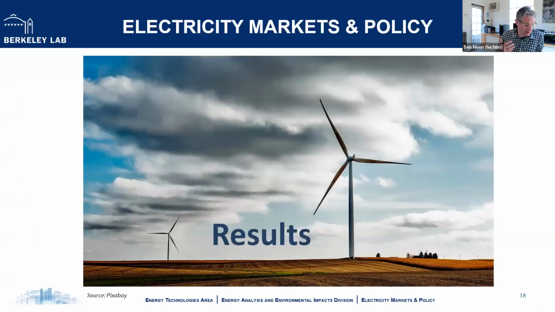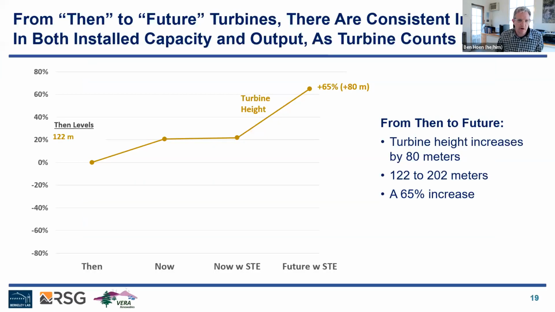And that gets us to our results. And I can start talking about that. So I think I'm going to take the mic here for a little bit, Ken, and then pass it back to you when we get to the sound slide. So what did we find? Well, obviously, we found that turbine heights increased by, in fact, 65% or 80 meters as we moved from the then turbines that I showed on the previous slide to the future turbines.